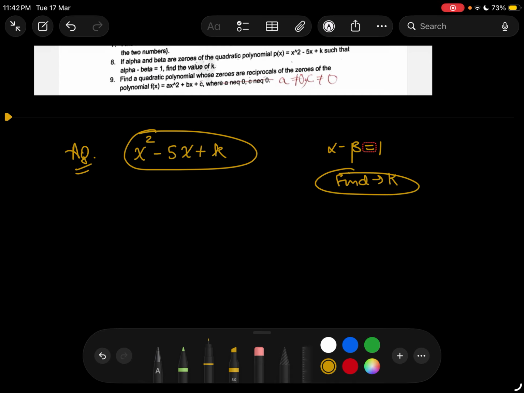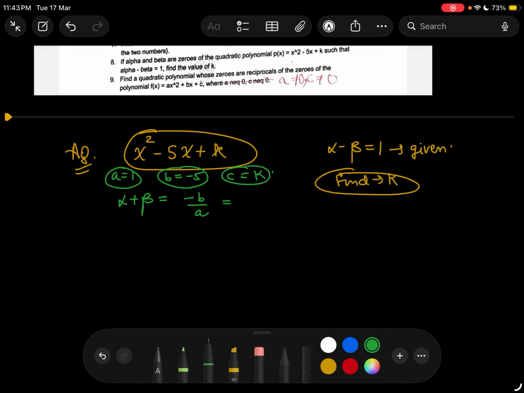Okay, so this is given. So let's just do what we know. We know alpha plus beta is minus b by a. So a is 1, b is minus 5, and c is k here in this case. So we just have to do minus b by a. So minus (minus 5) upon 1, so we have alpha plus beta as 5.